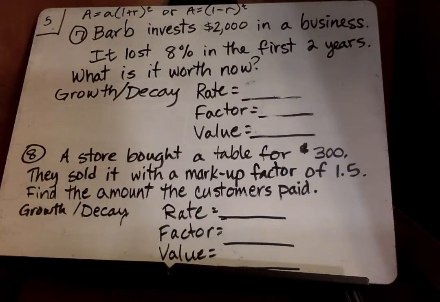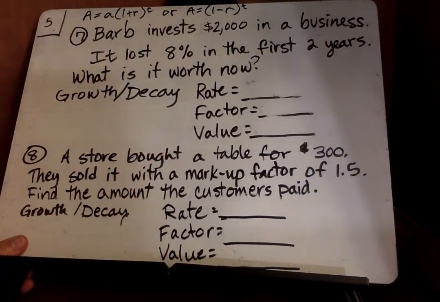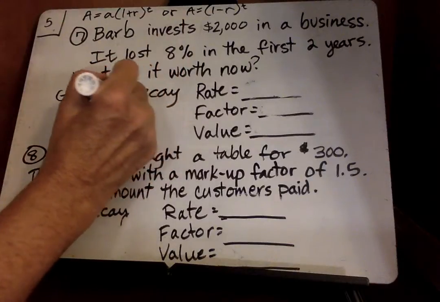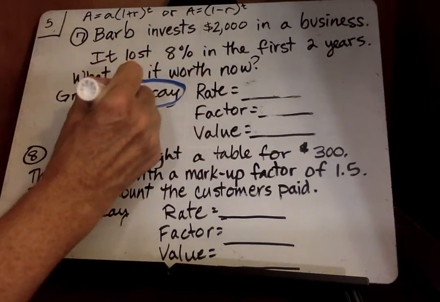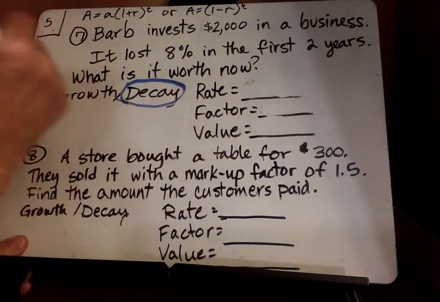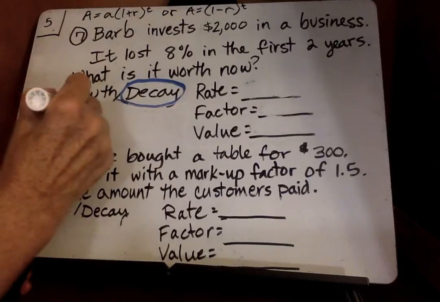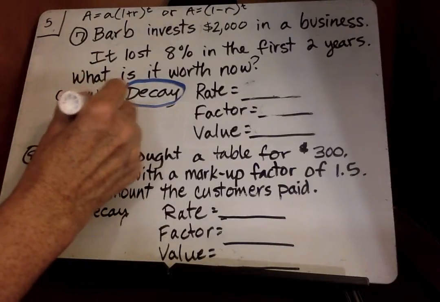Barb invests $2,000 in a business. It lost 8% in the first 2 years. What is it worth now? Okay. So is that growth or decay? Okay, and again, you can pause this video if you want to do these on whiteboards. Okay, so it's a decay because it lost value. Our rate, well, let's see. It's an 8% loss.